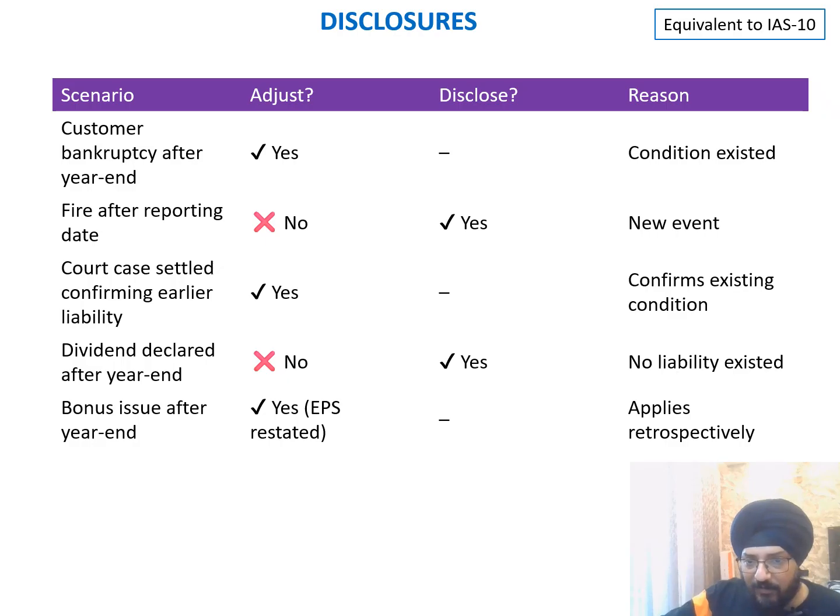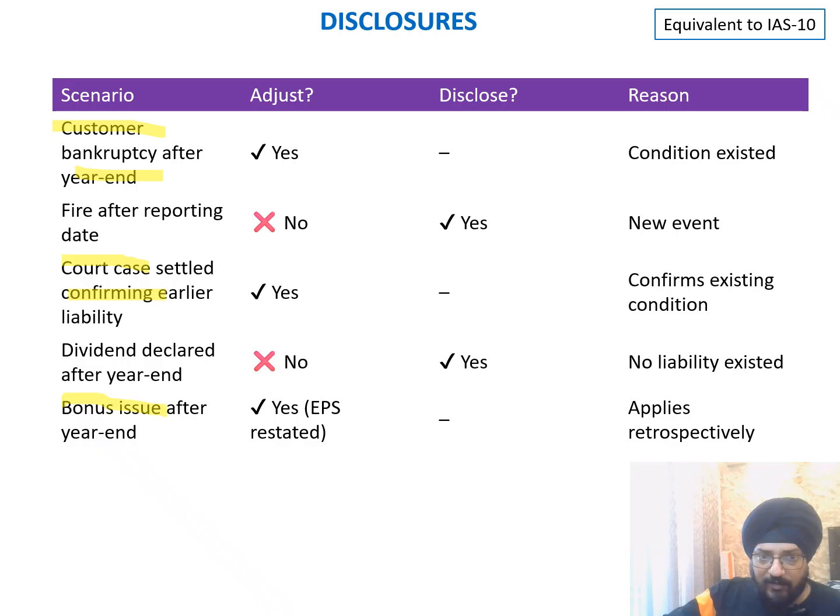Now we'll quickly speak about some examples, just to give you a quick flavor of how disclosures are required. Customer bankruptcy, customer court settlement, and bonus issue are adjusting events, which means that they require adjustment in my financials and the necessary disclosure wherever required. Only disclosure is not enough here; it requires the adjustment in my financials.